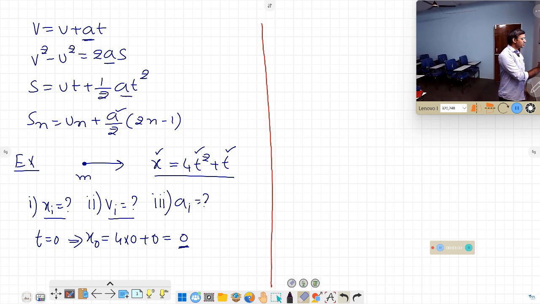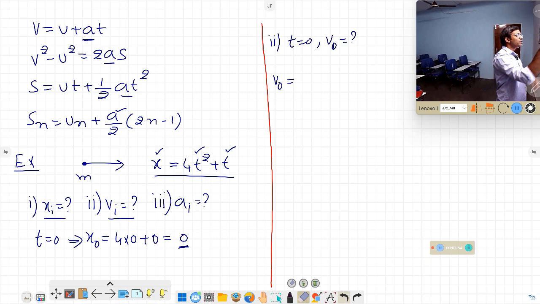Now what is the second question? The second question is initial velocity. What is initial velocity? Initial velocity means the velocity at the starting time, at time t equal to 0. That means v naught is equal to how much? If you want to calculate v naught, how much is it?